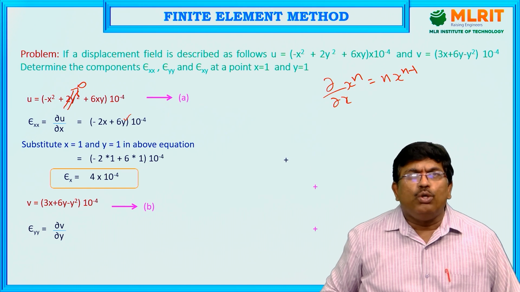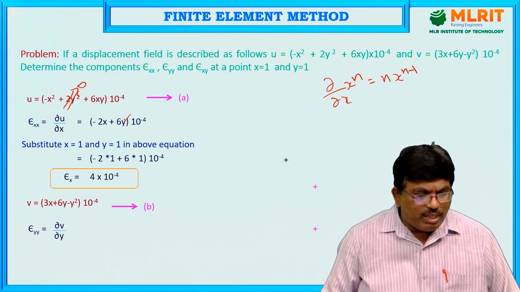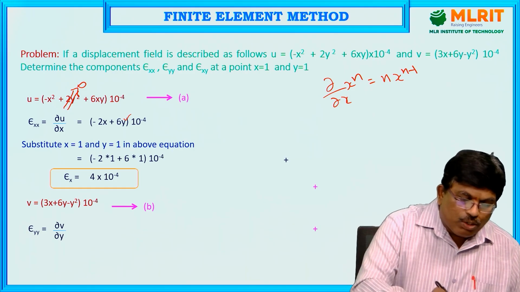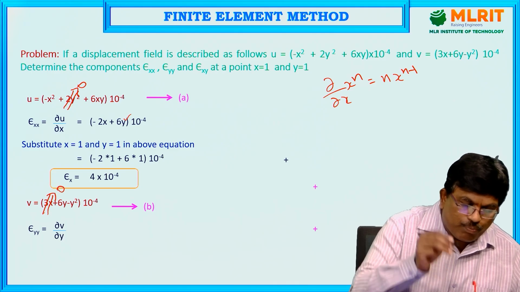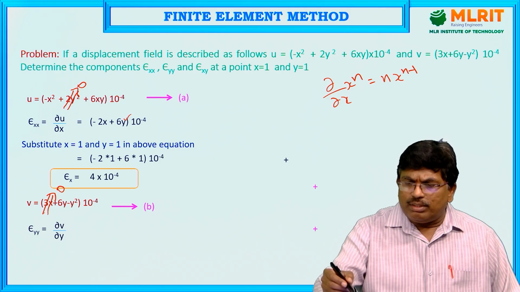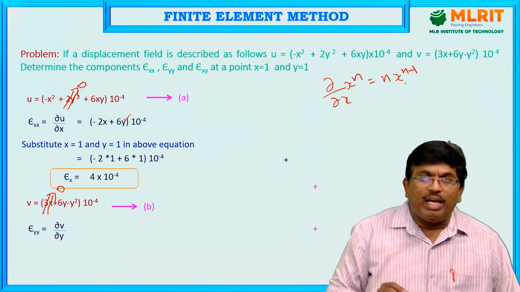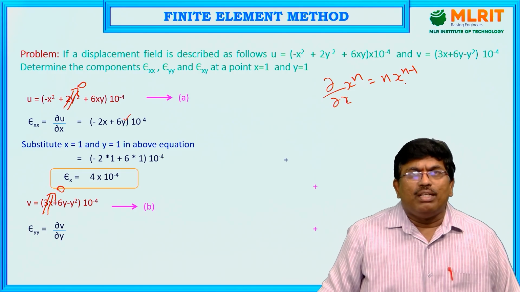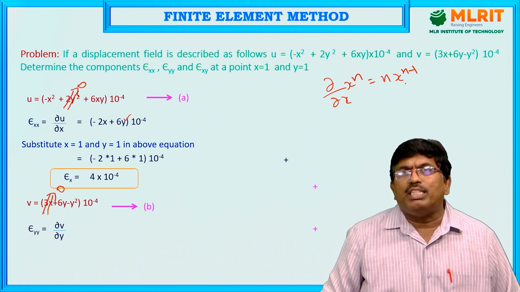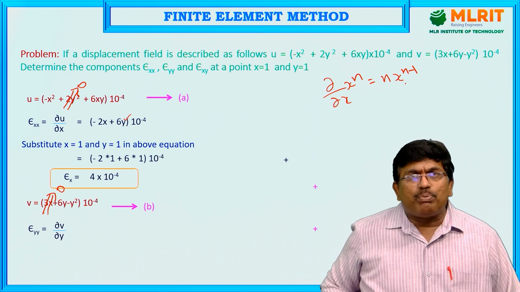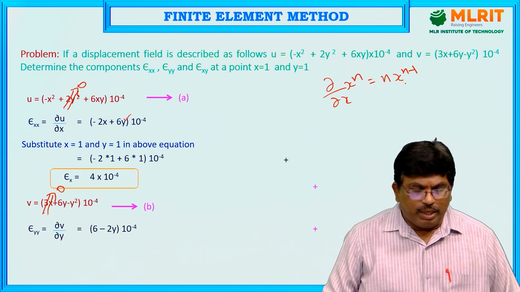So this equals, you have to differentiate the above equation with respect to y. Whenever you differentiate with respect to y, the 3x has no y coordinate, so it becomes 0. The remaining one, I already said: dou by dou x of x to the power of n equals n into x to the power of n minus 1. Same formula you apply here. So the 6y becomes 6. The differentiation of 6y is 6, minus differentiation of y square, which is 2y. So finally epsilon yy equals 6 minus 2y into 10 to the power of minus 4.